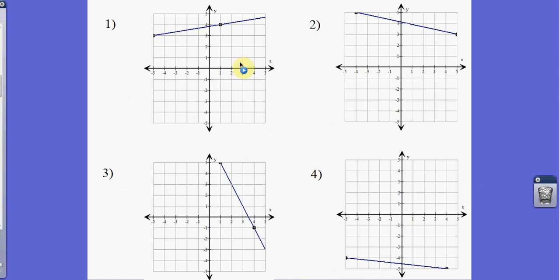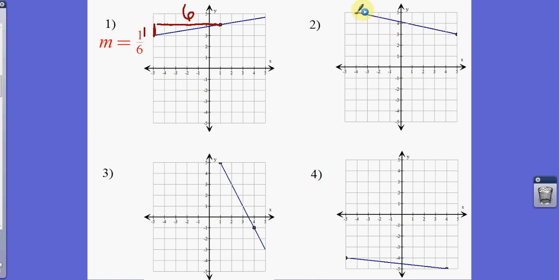Alright, let's find some more slopes here. Let's see, this first one. Let's rise and run. My rise is 1. My run is 6. They're both in the positive direction. So my rise over run is 1 over 6.